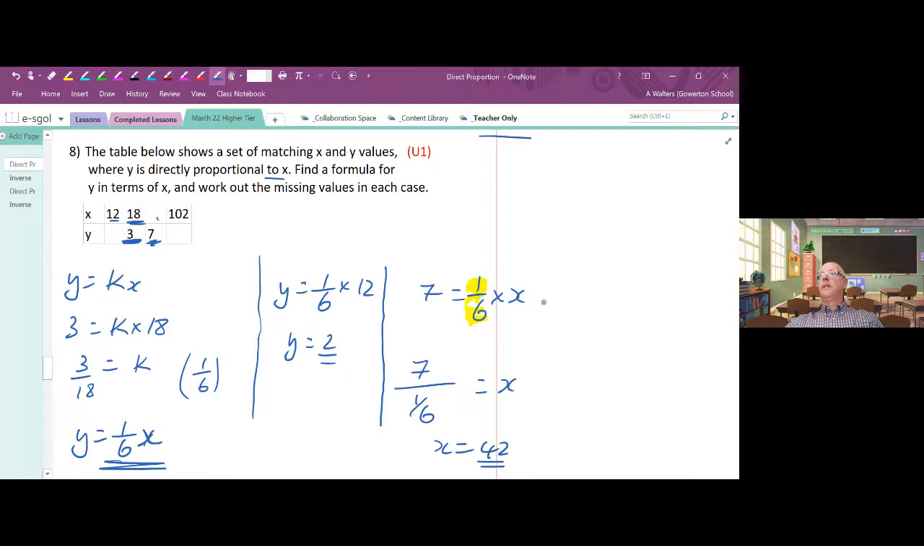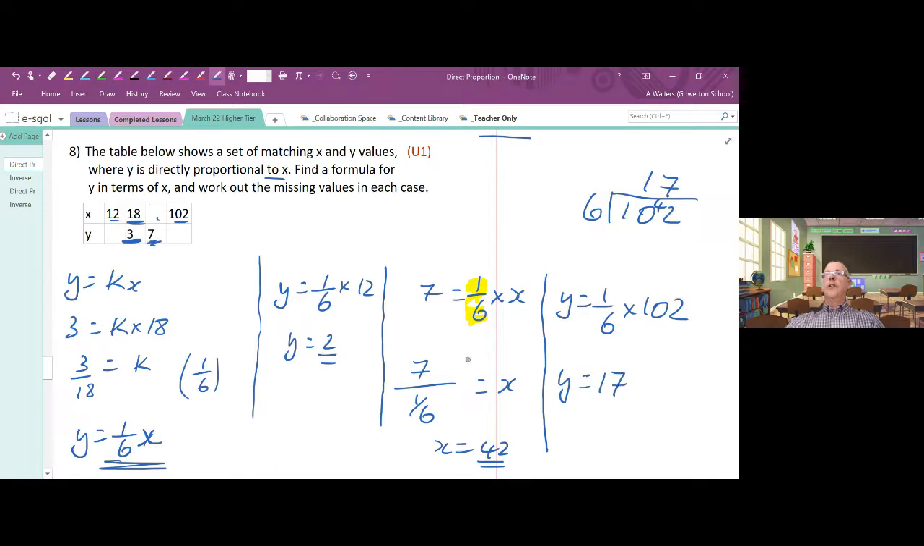And the last one, let's make sure I do the x and y correctly this time. Y equals 1/6 times 102, since the value of x is 102. Okay, and I would do it up here. So 6 into 10, ones carry 4, and then 7. So the answer, and you would need to go and write these down in there, is 17. Okay, so very careful in the way you substitute x and y, especially at the beginning.